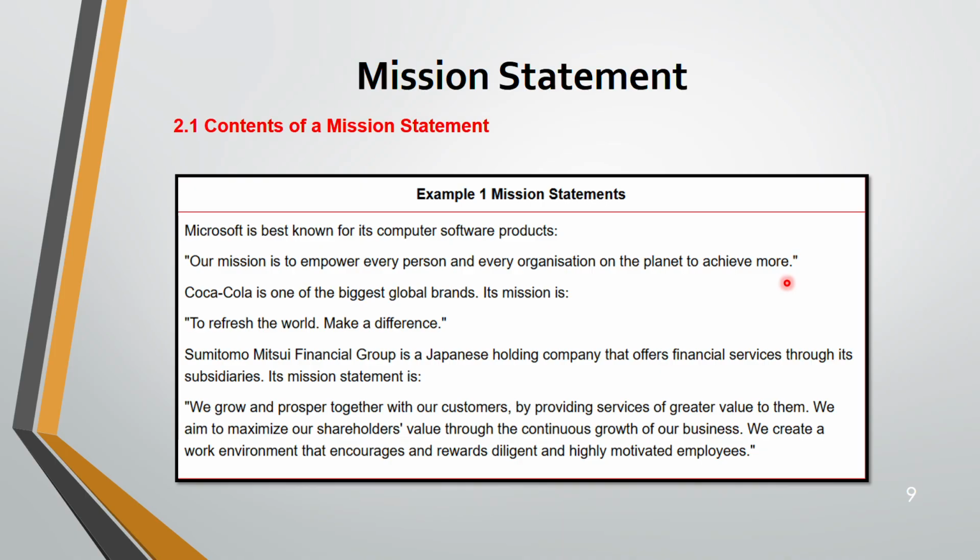But if you see the corporate objective, it's the same only. They're trying to achieve their mission only, but they will quantify it. It's more financial. You can measure it.